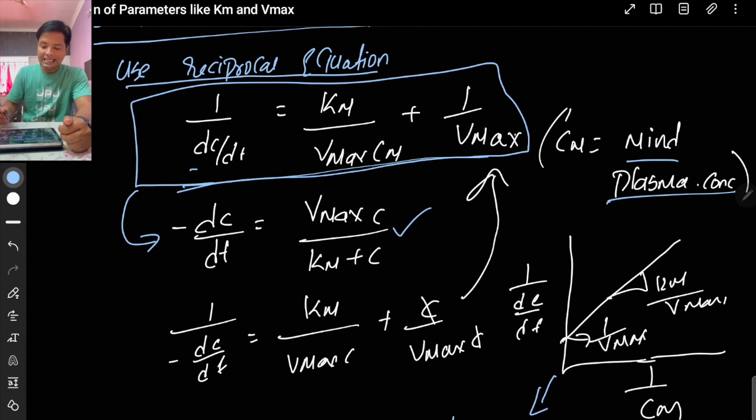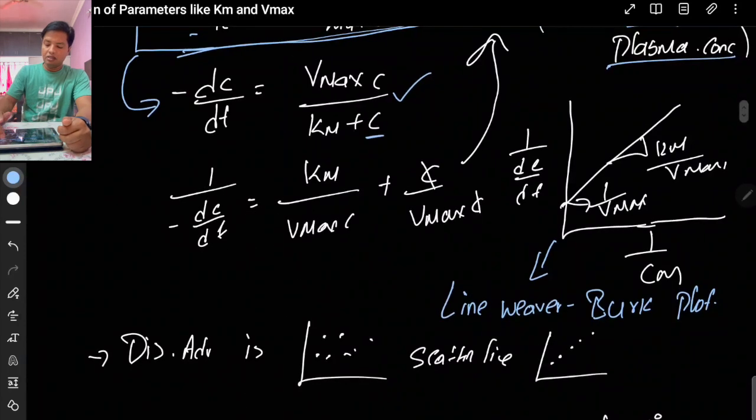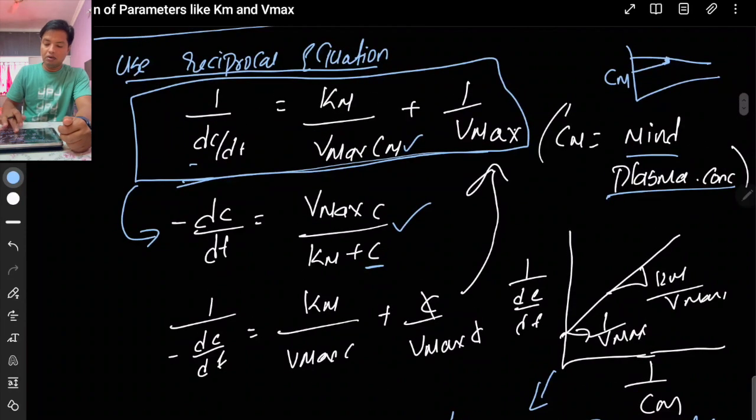You can ask me, sir, you are writing C here and you have written Cm here. Cm means mid plasma concentration. If you are carrying out any experiment, whatever the concentration at mid time, this is called Cm. Cm is the mid plasma concentration. Okay, so now we got the reciprocal equation.